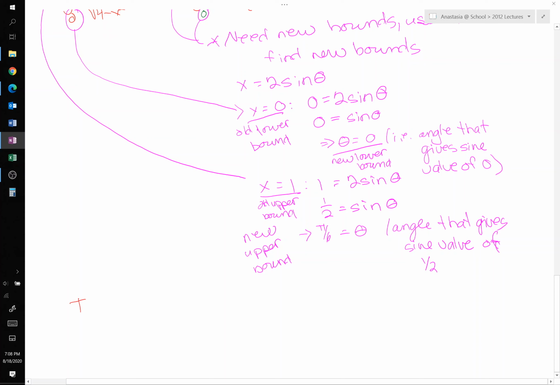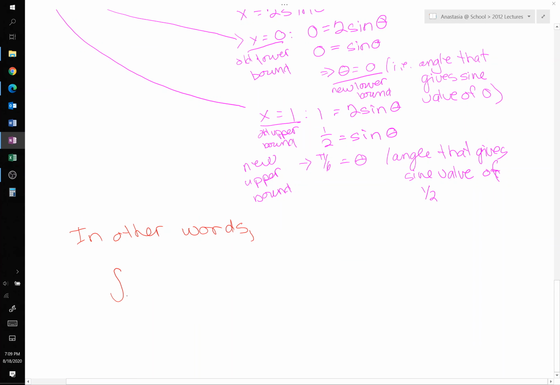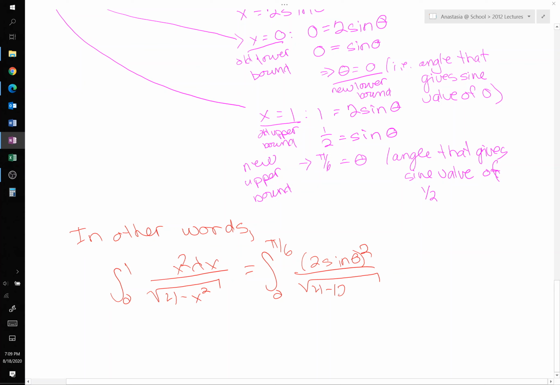Okay, so let me rewrite it here. To make it a little bit easier to understand, we have the integral from 0 to 1 of x squared dx over the square root of 4 minus x squared is equal to the integral from 0 to pi over 6 of 2 sine theta all squared over the square root of 4 minus 2 sine theta all squared, and then we'll have a 2 cosine theta d theta.